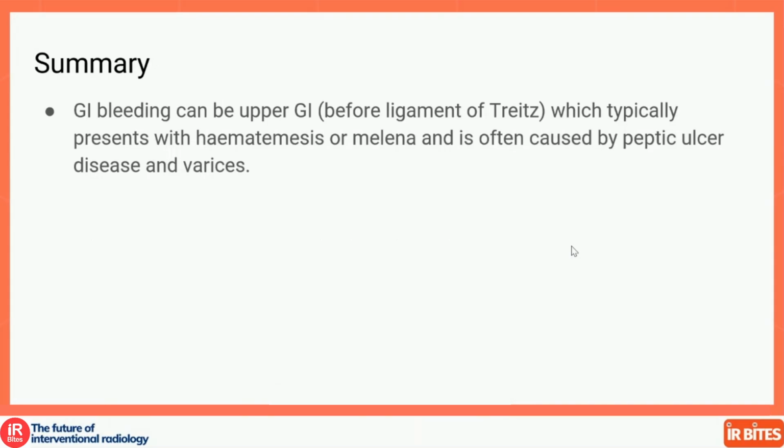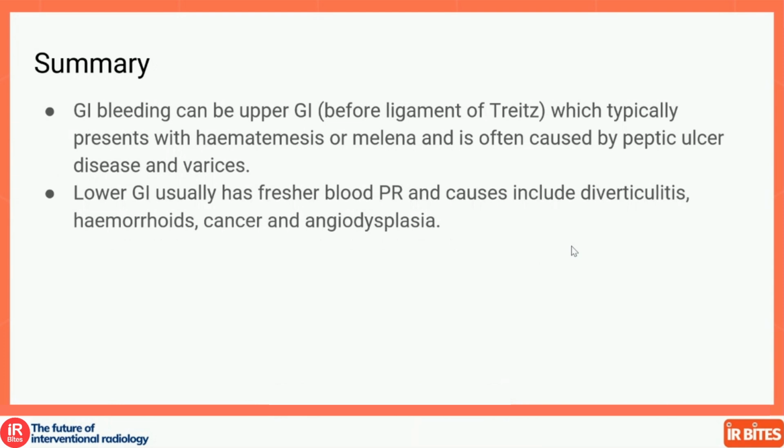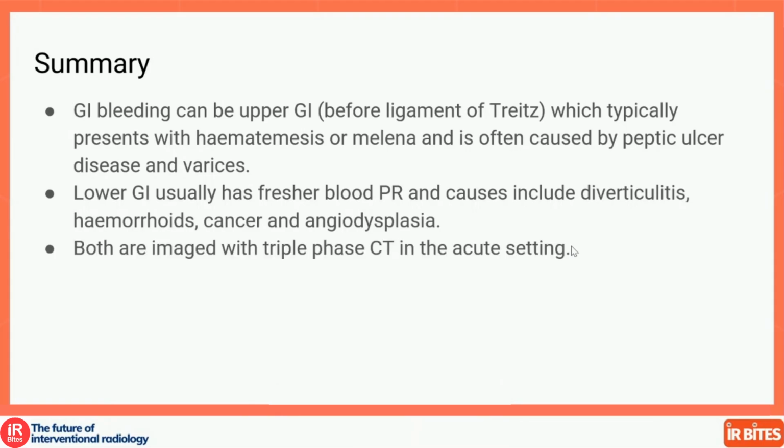So that was a very whirlwind tour of GI hemorrhage. So let's just summarize. So GI bleeding can be upper GI, so before the ligament of Treitz, typically presents with hematemesis or melena, and is most commonly caused by peptic ulcer disease and varices. Lower GI bleed usually has fresher looking blood that's being passed per rectum, and the causes include diverticulitis, hemorrhoids, cancer, and angiodysplasia. Both of them are imaged with triple phase CT in the acute setting.